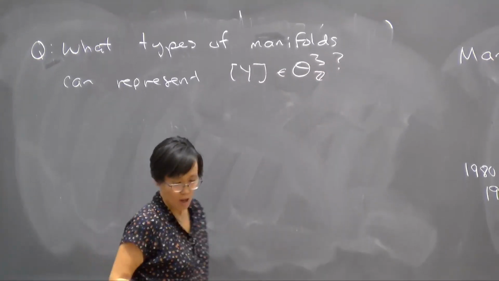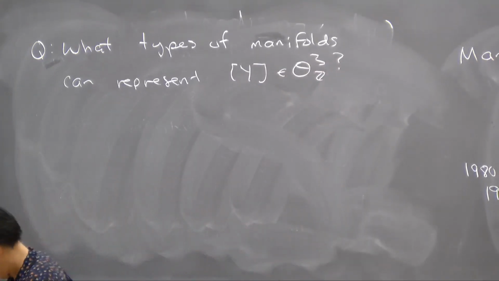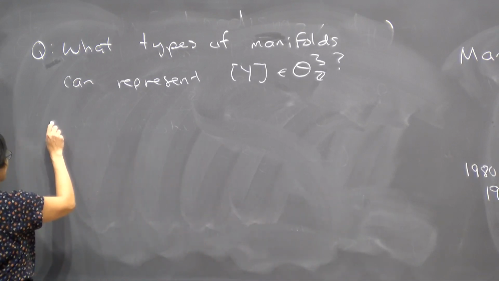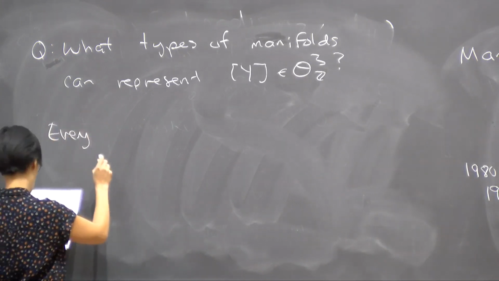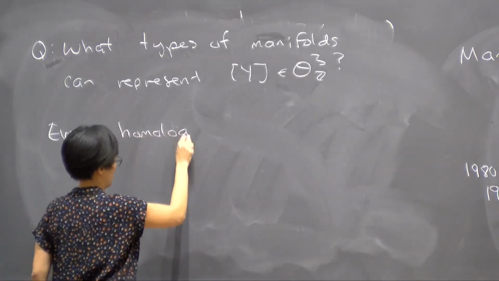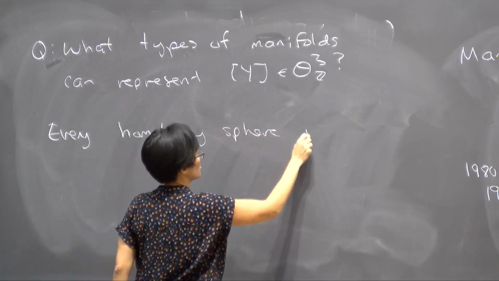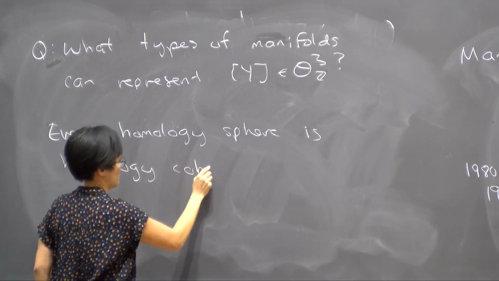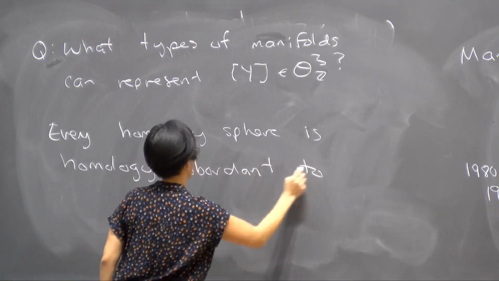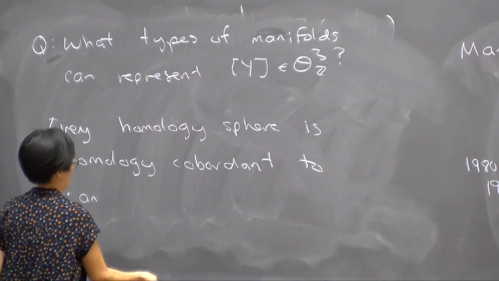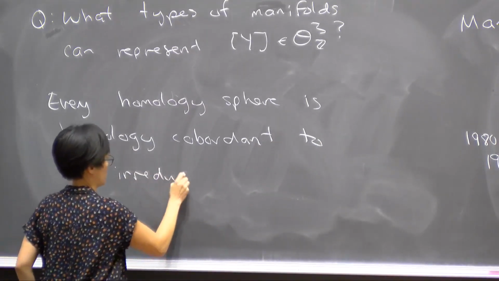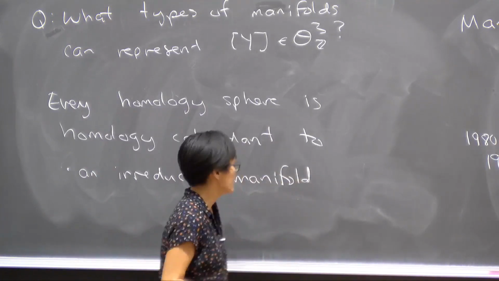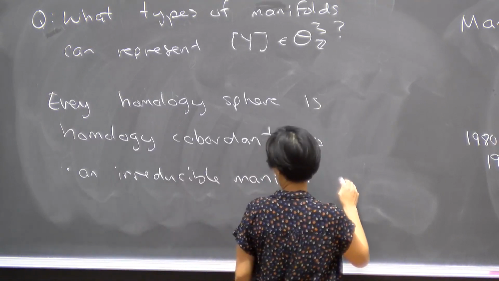Let me give you some affirmative results. In the early 80s, Chuck Livingston showed that every homology sphere is homology cobordant to an irreducible three-manifold. For homology spheres, being irreducible is the same as saying that you can't be written as a non-trivial connected sum.